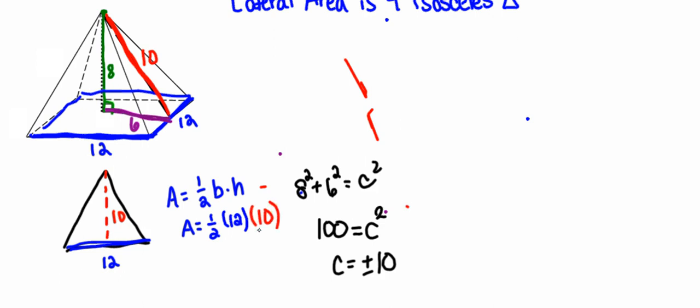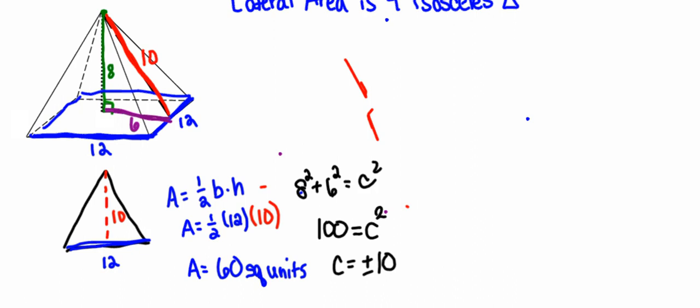So now I have all the pieces that I need to go ahead and find the area of each one of those isosceles triangles. So I'm just going to plug 1/2 times 12 times 10 into my calculator, and it tells me 60, and this is area, so it's going to be square units.